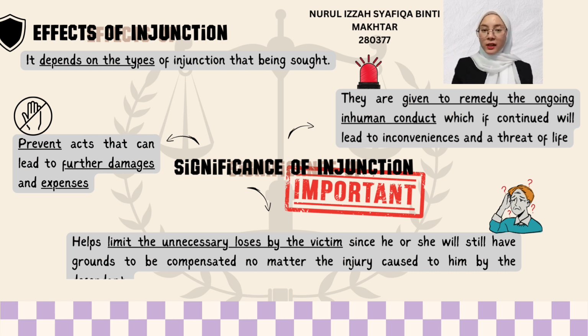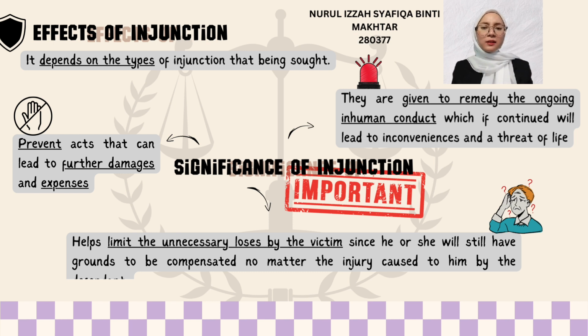Moving on to the effects of injunction, it varies according to the type of injunction that is being sought. To illustrate, a person requesting a prohibitory injunction will cause certain acts of the other party to be prohibited if satisfied by the courts. Moving on to the significance of injunction, the main aim of an injunction is to prevent acts that can lead to further damages and expenses. For instance, in most cases, injunctions are there to stop the ongoings of something or to prevent somebody from going into a particular area.